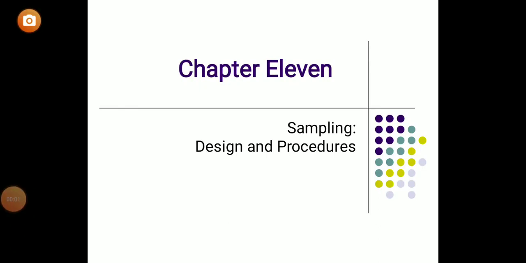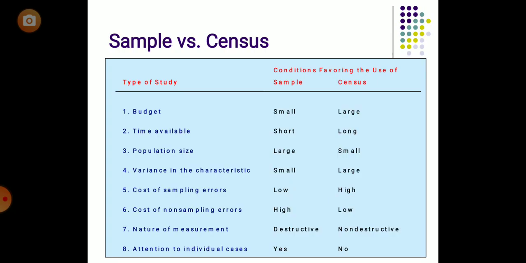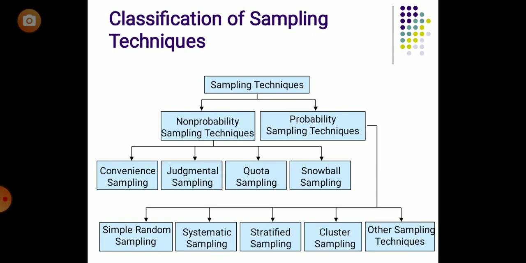Hello friends, today we are going to discuss the probability sampling method from chapter number 11, which is sampling design and procedure. Yesterday we already discussed some concepts of sampling, and we also discussed the non-probability sampling techniques. Today we are going to discuss the different methods of probability sampling techniques.